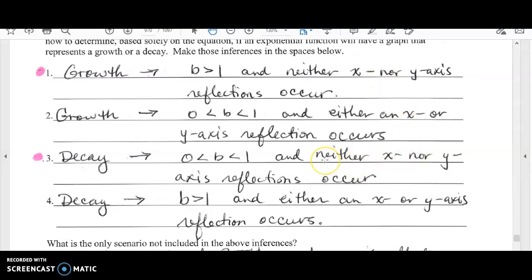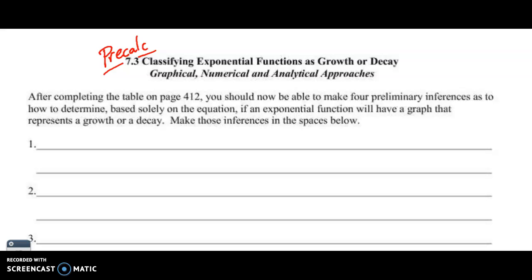But the moment you have one reflection, whether it's over the x-axis or over the y-axis, that's exactly one reflection. A base smaller than 1 with exactly one reflection will be a growth problem. And then a base that's larger than 1 with exactly one reflection will be a decay problem. And we can look at all of these in different scenarios.